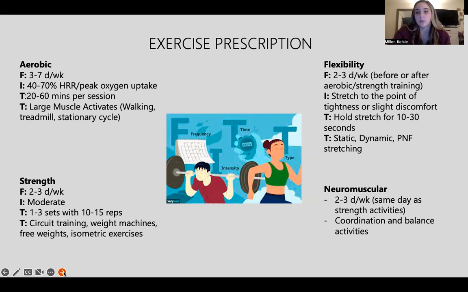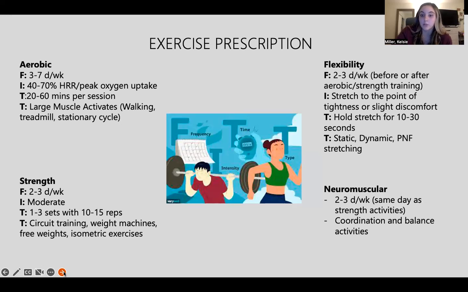For flexibility prescription, she should be doing this for 2 to 3 days a week before or after she does her aerobic and strength training. She should be stretching to the point of tightness or slight discomfort and hold the stretch for 10 to 30 seconds if possible. The types she can do are static, dynamic, and PNF stretching.